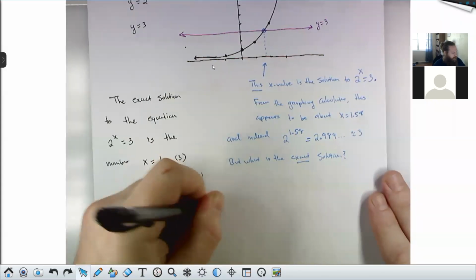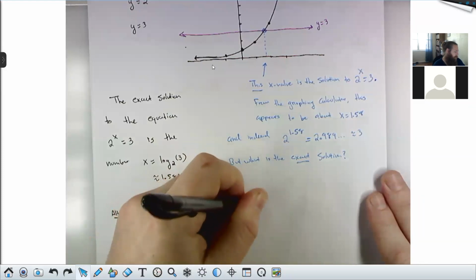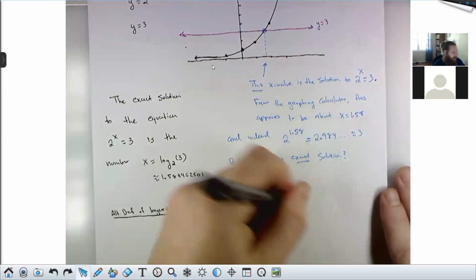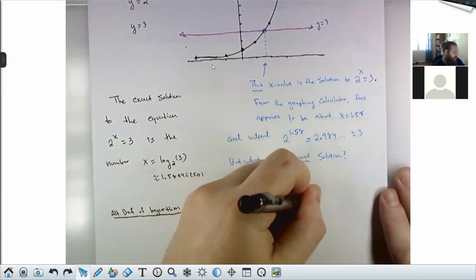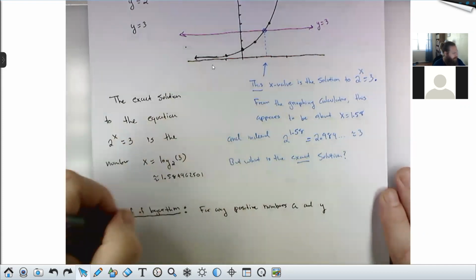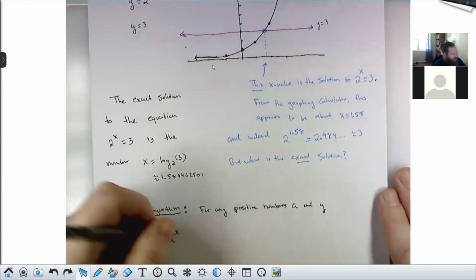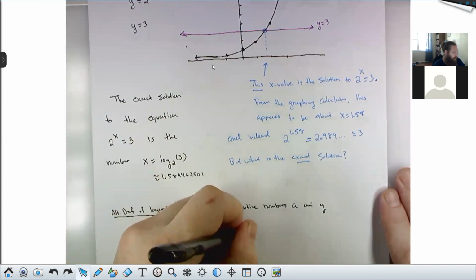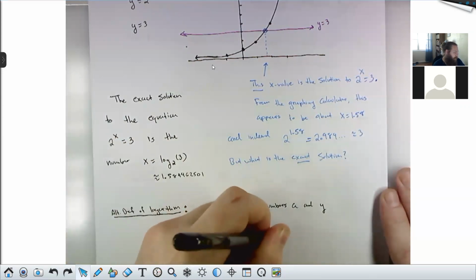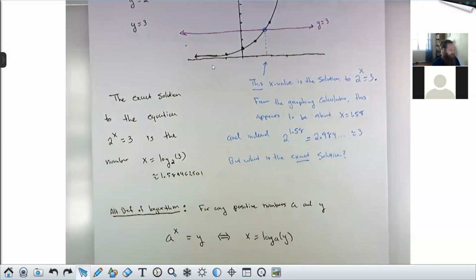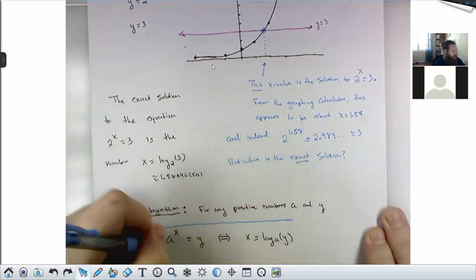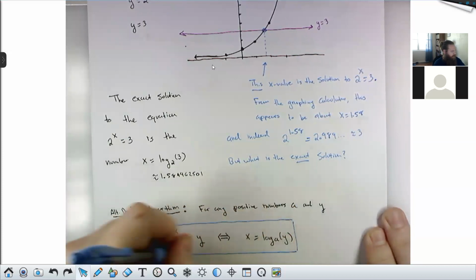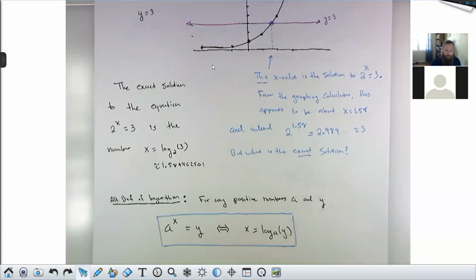It says for any positive numbers a and y, a to the x equals y means the same thing as x equals log base a of y. And I think this is the definition that most people find maximally useful. There is one more, and they are all equivalent.